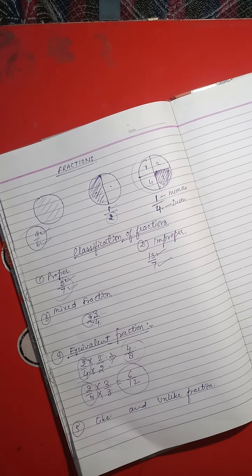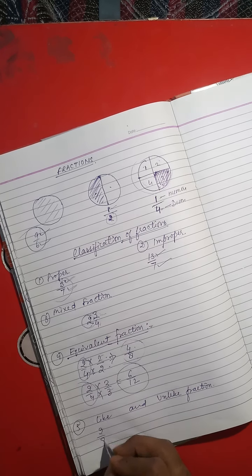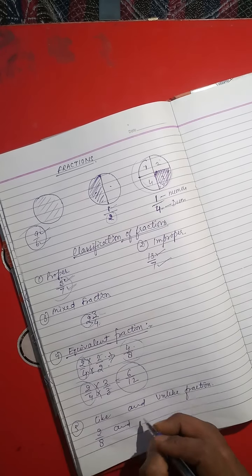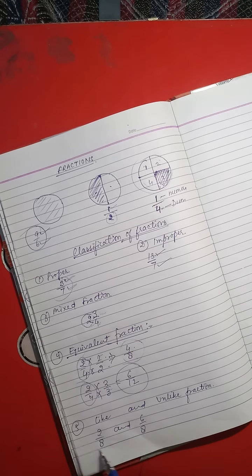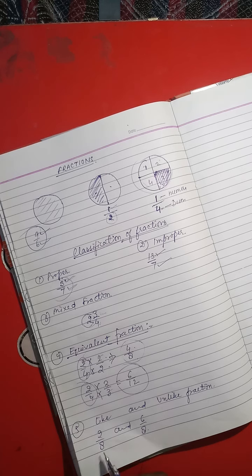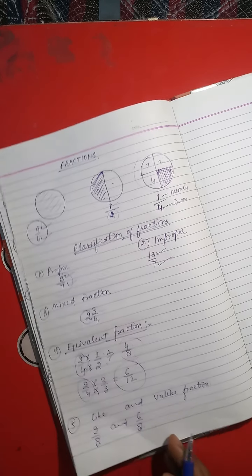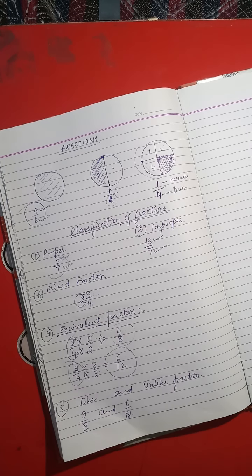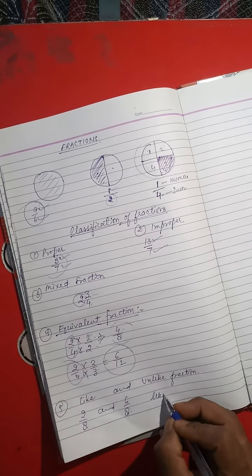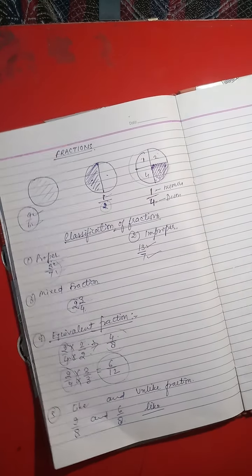जिन दो fractions के denominator same होते हैं वो like fractions होते हैं, और जिन दो fractions के denominators same नहीं होते हैं वो unlike fractions होते हैं. Example 2/8 and 6/8. Look, in both these fractions here the denominators are same, which is 8. Then these are like fractions.